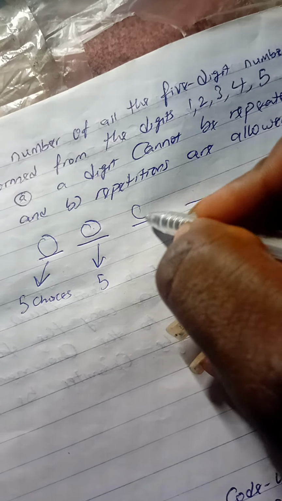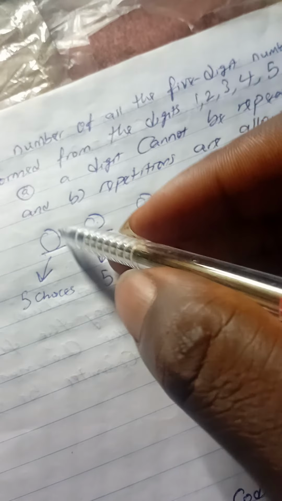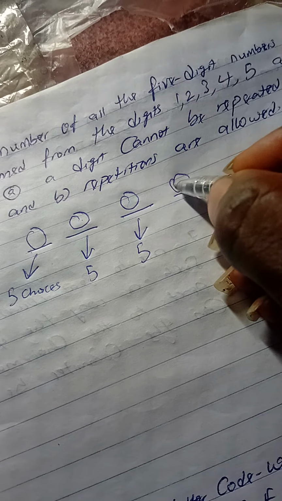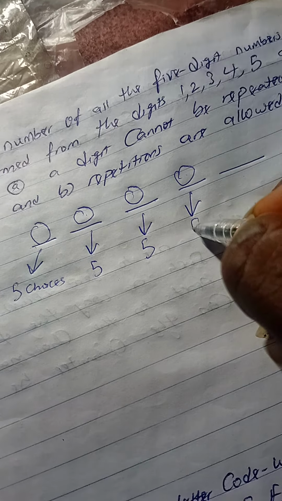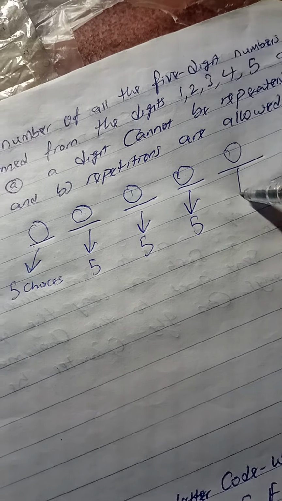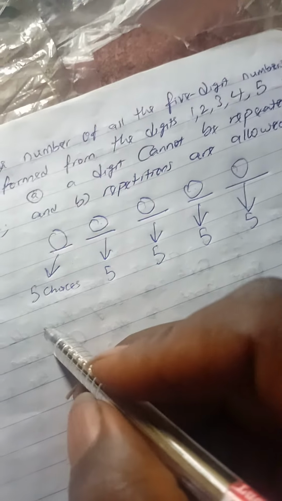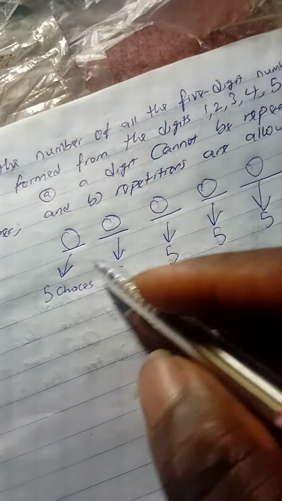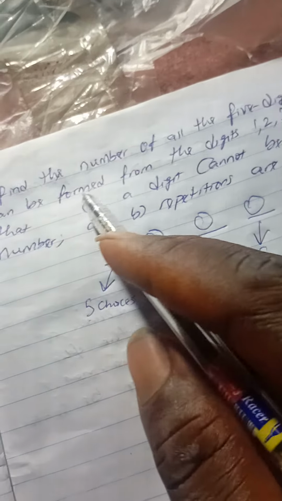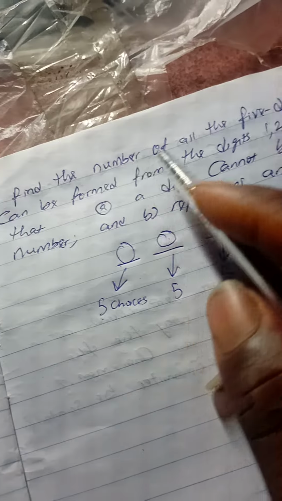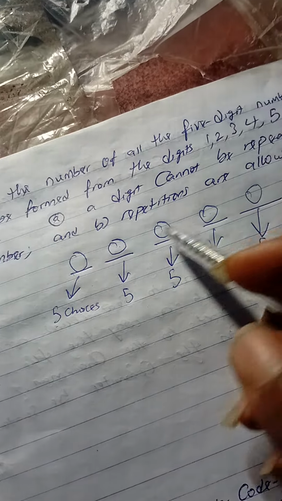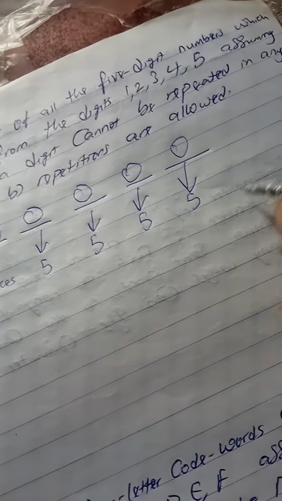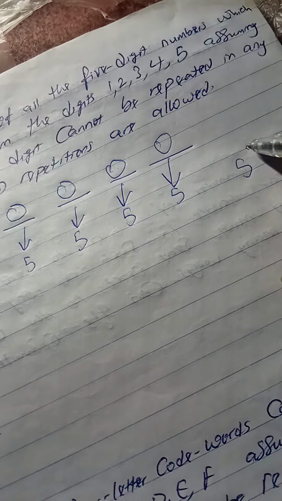To fill the third digit, you can pick any one that you've picked before, so you still have 5 choices. To pick the fourth one, you still have 5 choices. And to pick the last one, you still have 5 choices. Are we together? So all your choices are 5, 5, 5, 5, 5. So the number of all 5-digit numbers that you can form from this, if repetition is allowed, is 5 times 5 times 5 times 5 times 5. That's 5 raised to power 5.